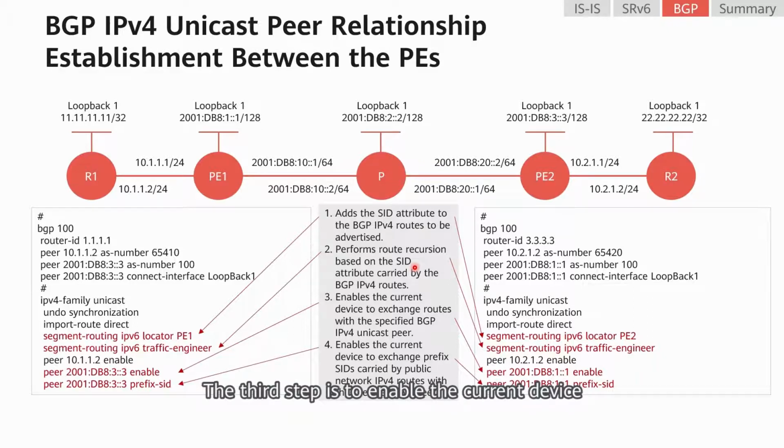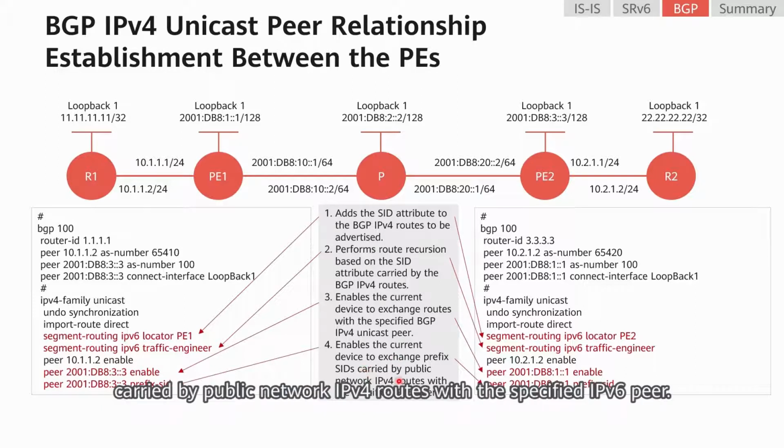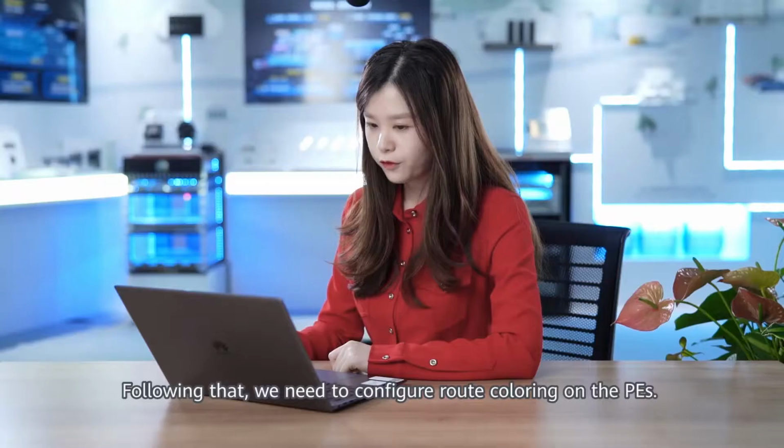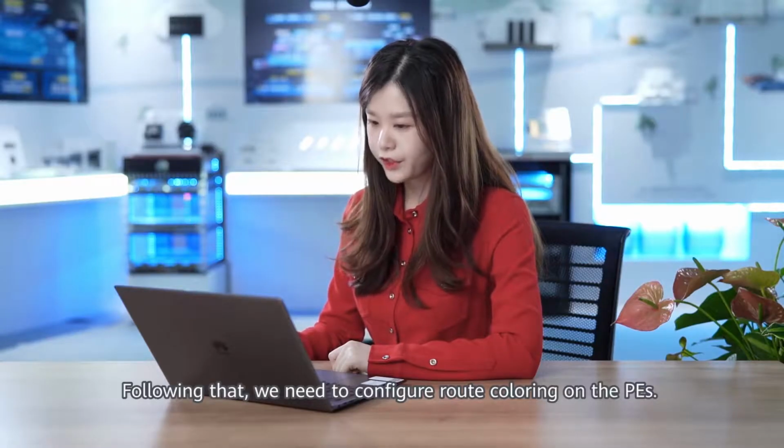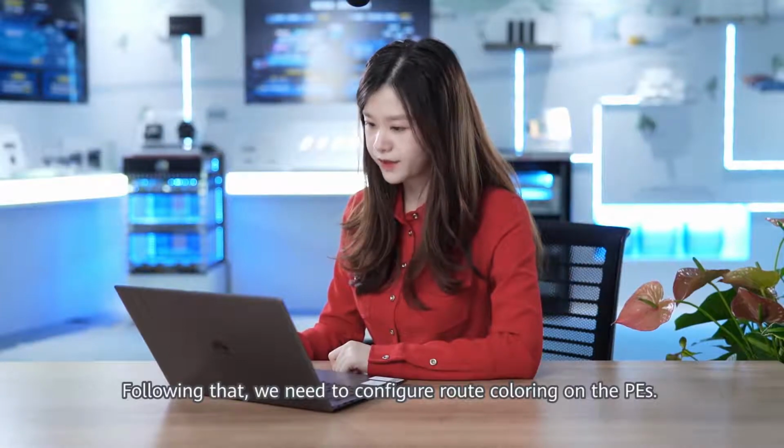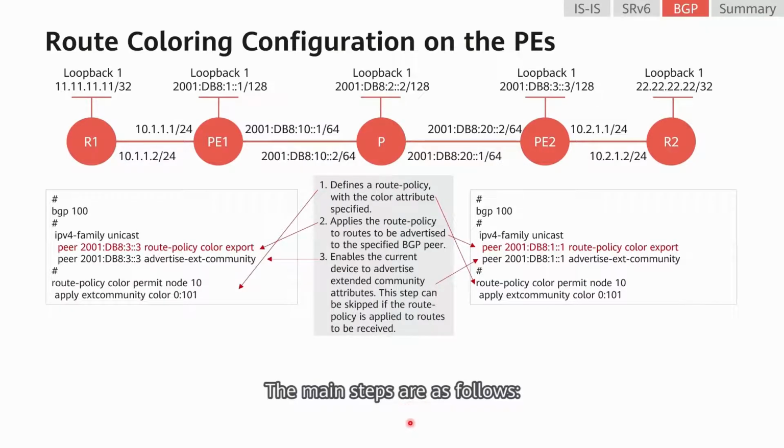The third step is to enable the current device to exchange routes with the BGP IPv4 unicast peer with a specified IPv6 address. The fourth step is to enable the current device to exchange prefix SIDs carried by public network IPv4 routes with the specified IPv6 peer. Following that, we need to configure route coloring on the PEs. The main steps are as follows.